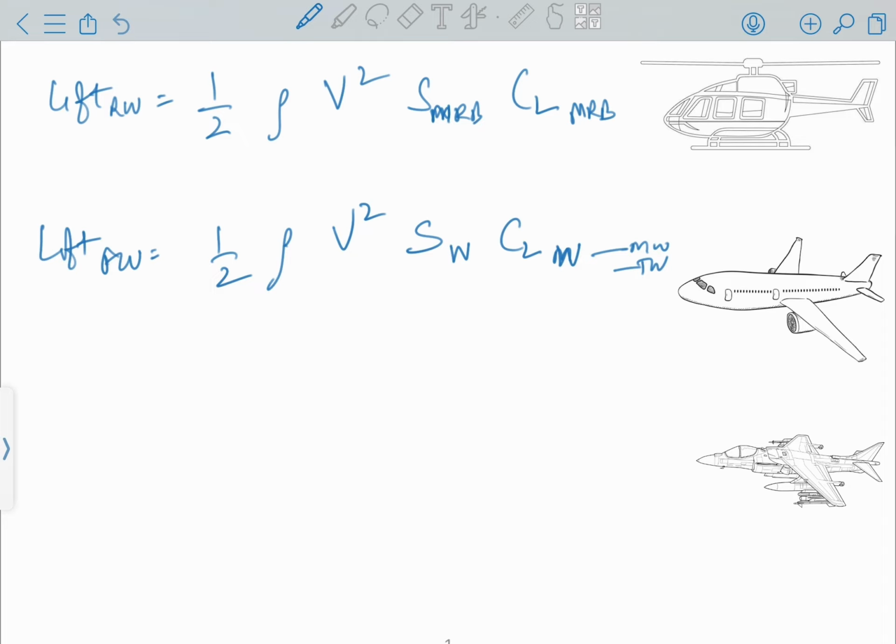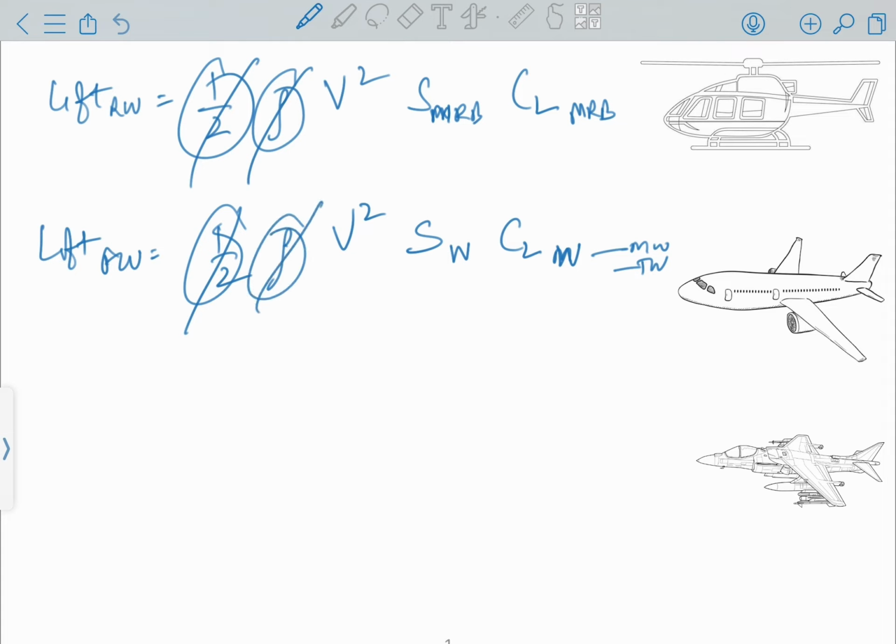Half is a constant, so we'll remove that. Density is again the same for both, so I'll remove it. The coefficient of lift of the main rotor blade has some value as per the attitude, which I've already discussed, and will not be 0. The coefficient of lift of the wing, main wing and tail wing, also has some value and will change as per the attitude.